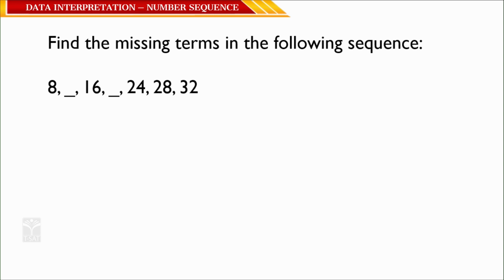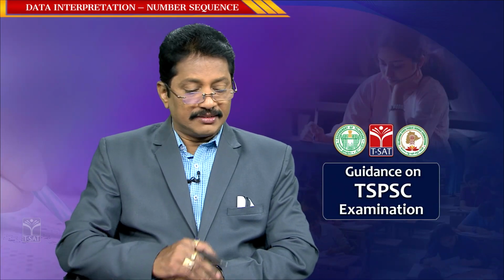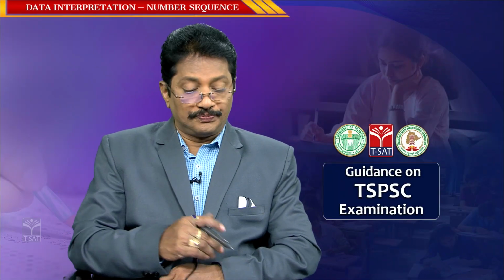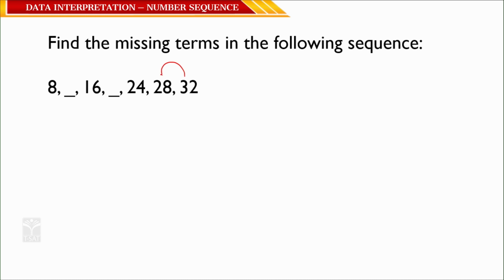In prelims we have written this kind of question, correct? In the number series 8, a missing number, 16, a missing number, 24, 28, 32. So now we will go from right to left. The difference between 32 and 28 is 4, correct? And the difference between 28 and 24 is also 4. So obviously the next number has the same difference from 24, 24 minus 4 is 20, so here 20 will come.